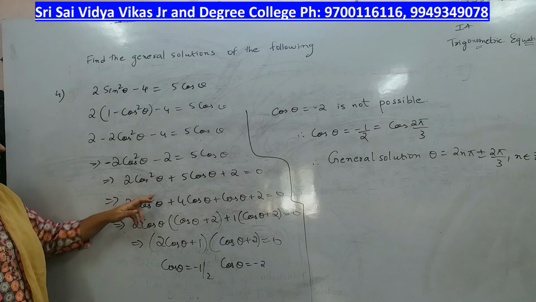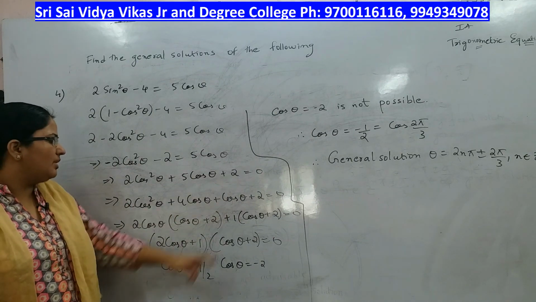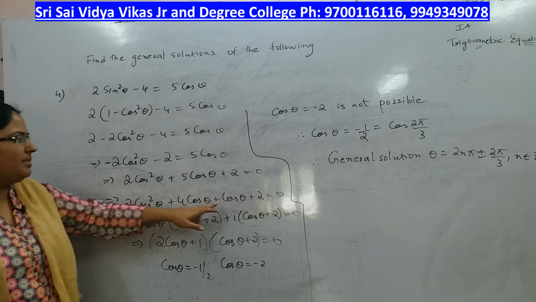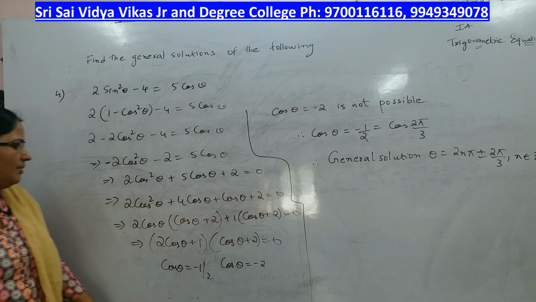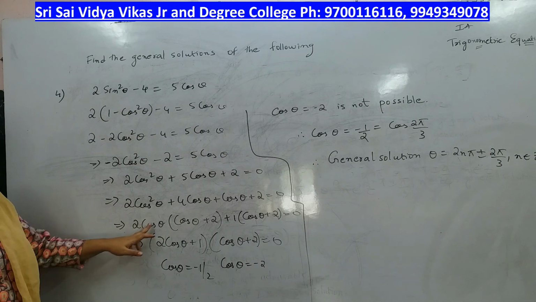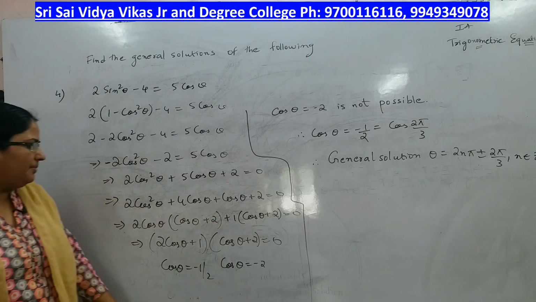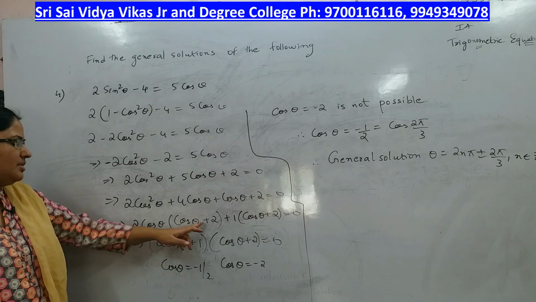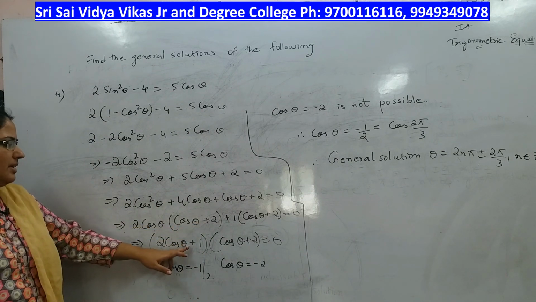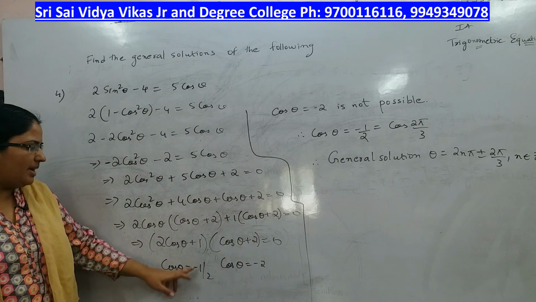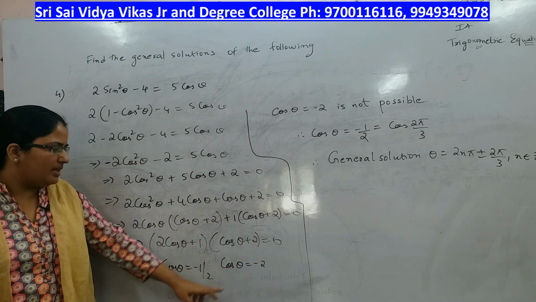We'll have 2 cos square theta plus 5 cos theta plus 2 is equal to 0. 2 cos square theta, 5 cos theta can be written as 4 cos theta plus cos theta, plus 2 is equal to 0. Take 2 cos theta out, you have cos theta plus 2. Take 1 out, you have cos theta plus 2 is equal to 0. Take cos theta plus 2 out, you have 2 cos theta plus 1 into cos theta plus 2 is equal to 0. Cos theta is equal to minus 1 by 2, cos theta is equal to minus 2.